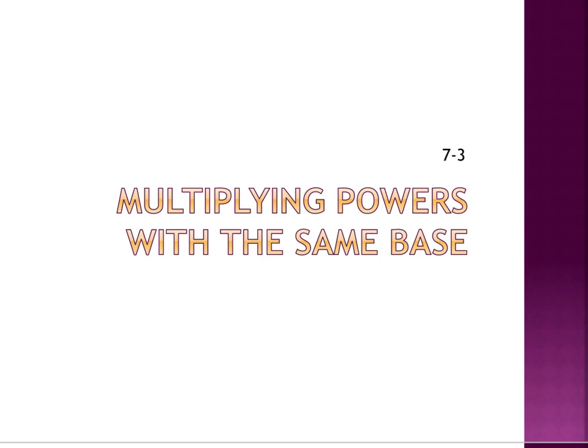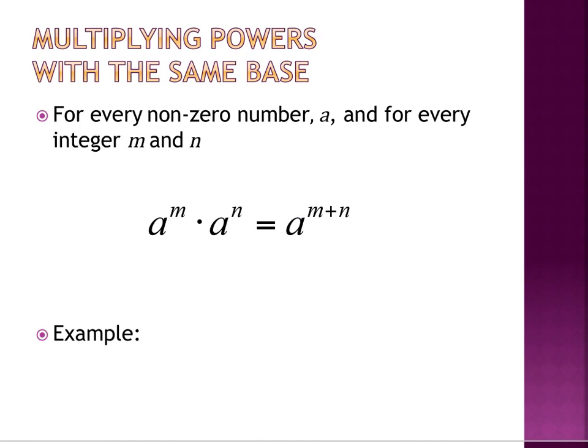Okay, so on to 7-3, multiplying powers with the same base. Again, this has rules, but if you don't learn the rules, the pattern behind it will save you. Alrighty, so multiplying powers with the same base for every non-zero number a and for every integer m and n. So notice here, again, these are non-zero numbers, right? We've discussed the reason behind this before.